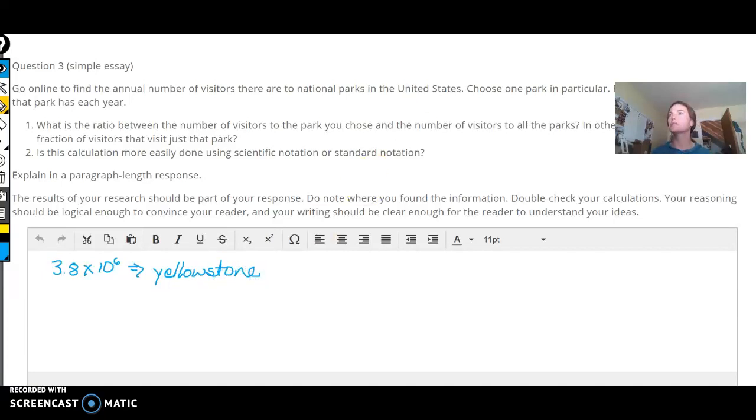Okay, and then let me do real quick a search for all national parks. All national parks is 331 million. Wow. Okay. So get that pencil going. So 331 times 10 to the 6th is all national parks.